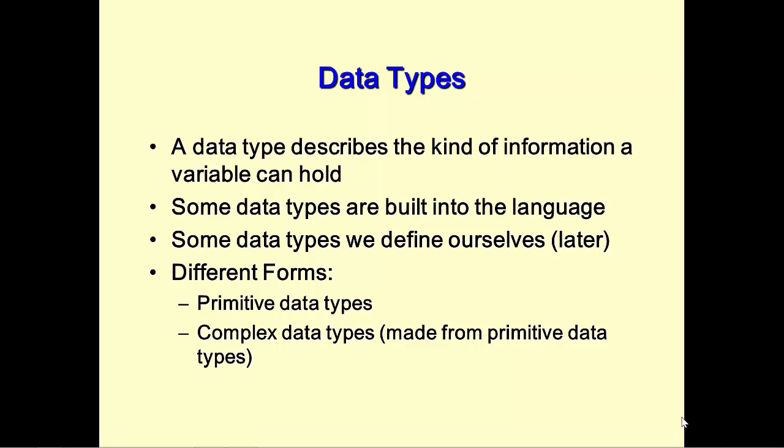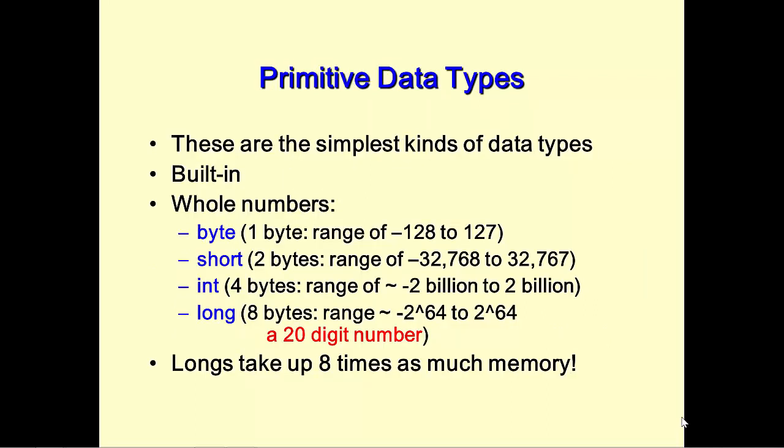So we have different forms of data types. We have primitive data types, and those are the ones that we just talked about, such as an int or a float or a char. And then we have complex data types that we usually make ourselves, but they're comprised of a series of primitive data or other complex data types. And don't worry about that now, we'll get into that a little bit later on. So looking at the primitive data types, these are the simplest kinds of data types. We really can't break them down into other forms of data types.